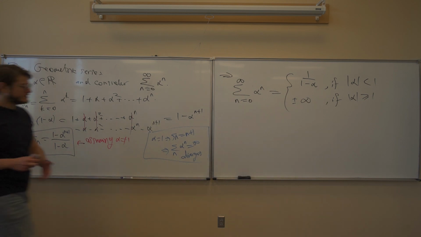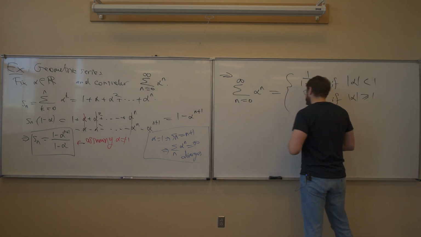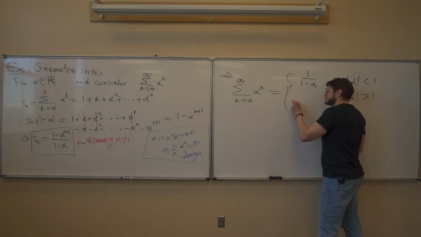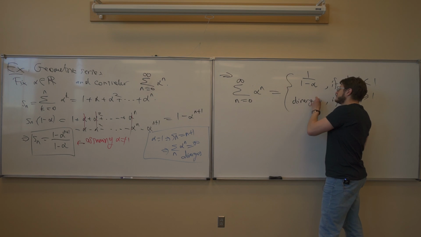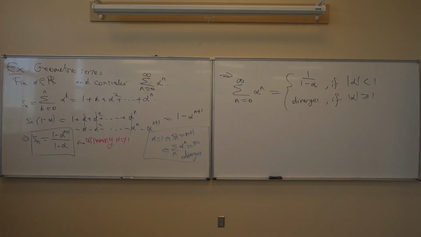Oh, let me just write it like this. Maybe it doesn't go to negative infinity because there are cancellations. Let me just say diverges. That's better. Maybe it doesn't go to infinity or minus infinity, or it just doesn't stabilize, this sequence of partial sums. Okay. Any questions about this?